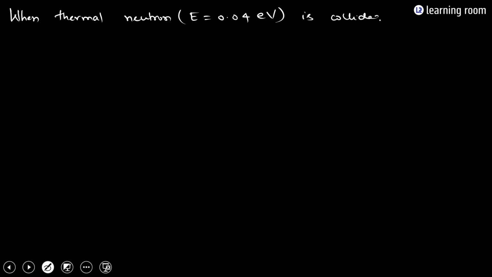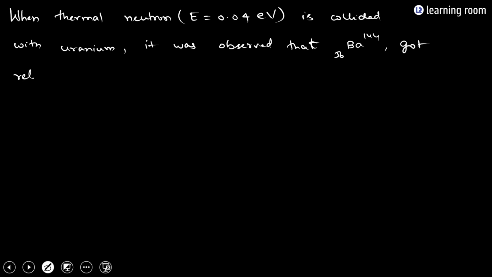So when a thermal neutron, which has an energy equal to 0.04 electron volt, is collided or bombarded with uranium, it was observed that barium 144-56 got released.